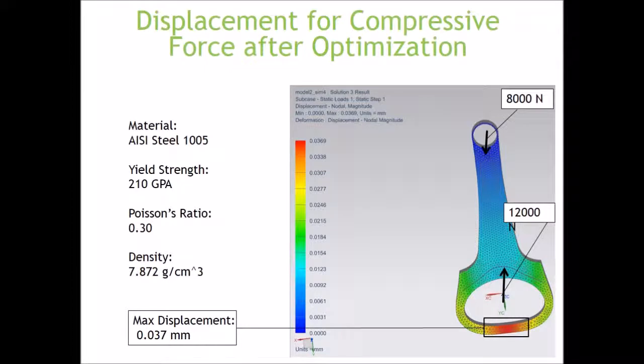The part was then reanalyzed for the same compressive forces as the original design, represented by the opposing arrows in this image. It was found that the maximum displacement was 0.037 millimeters, which was significantly reduced from the original displacement.